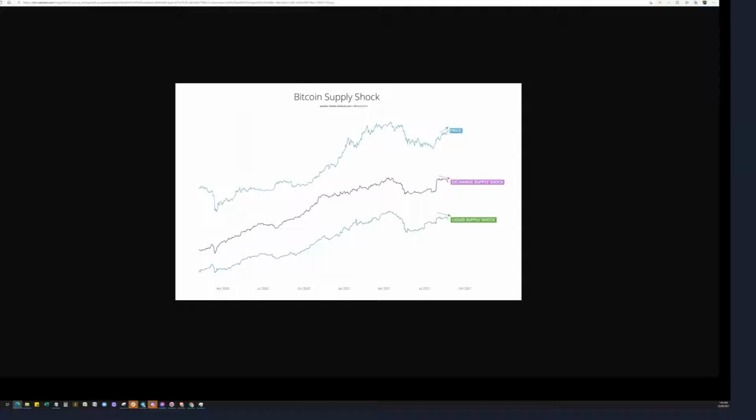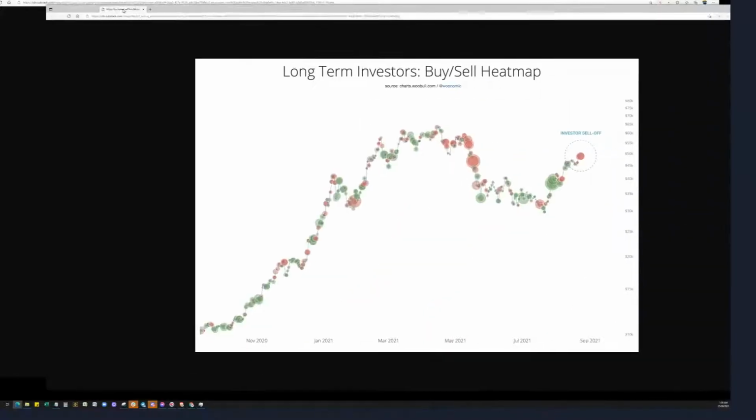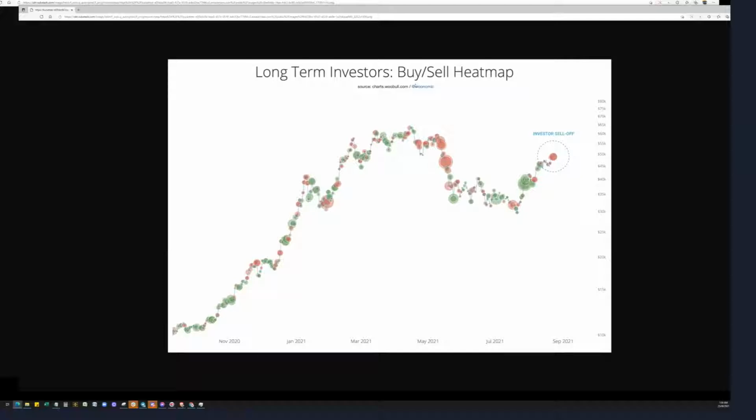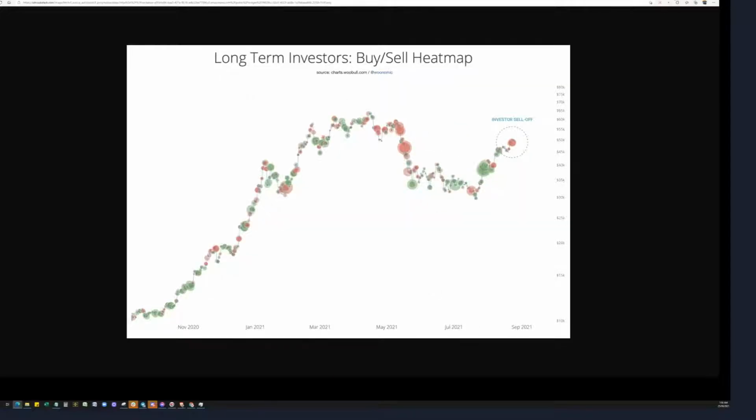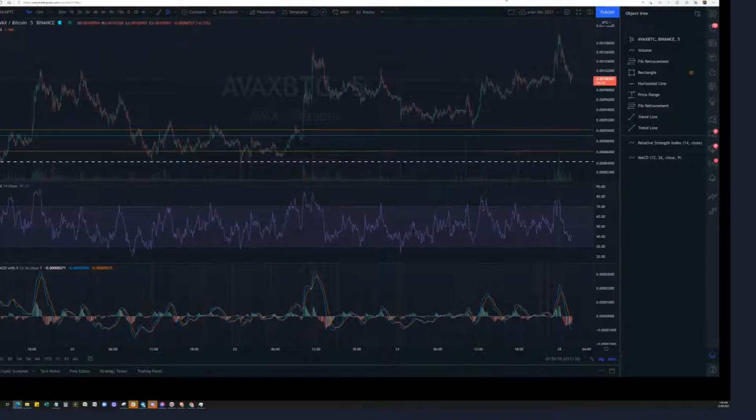What we have here is another chart, the long-term investors buy-sell heat map. Based on this chart by Willy Woo, the heat map is showing selling pressure at this point here as well. That's another scenario that can give us information outside the traditional data, and this has been good so far. Now, let's get rid of that and go back to my chart.